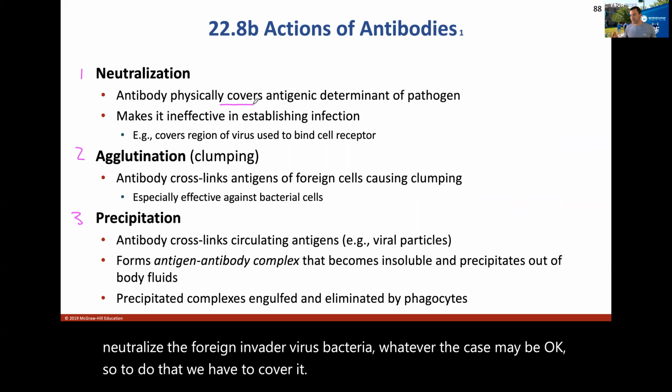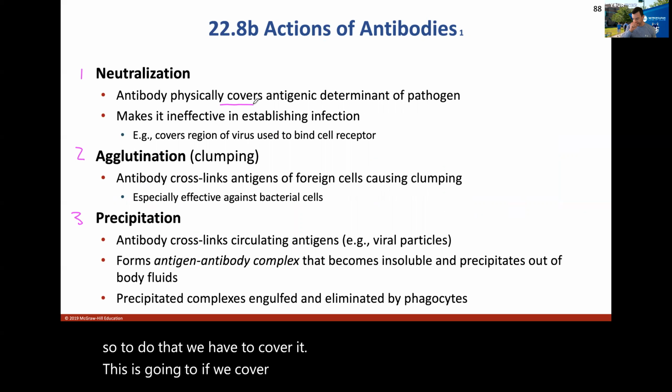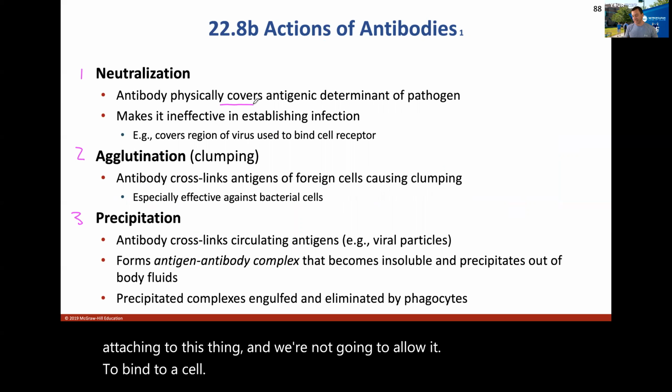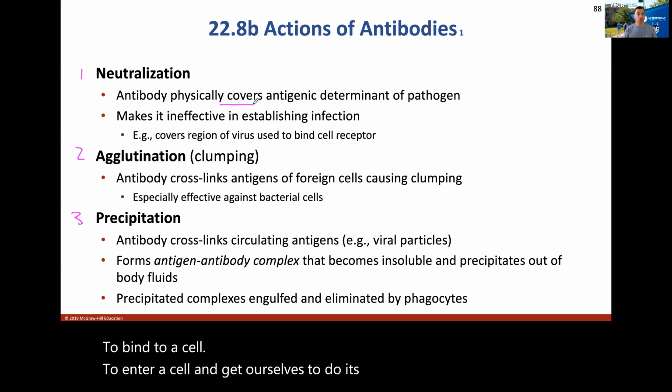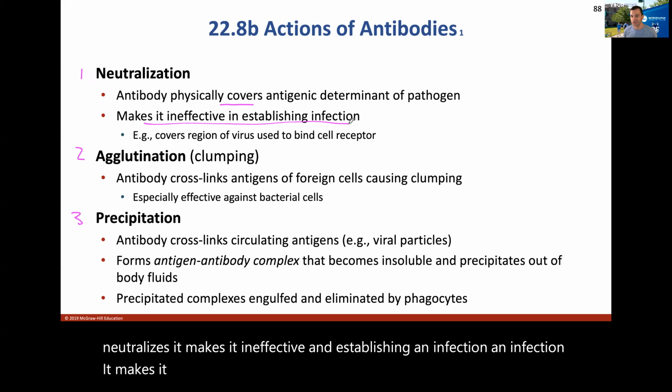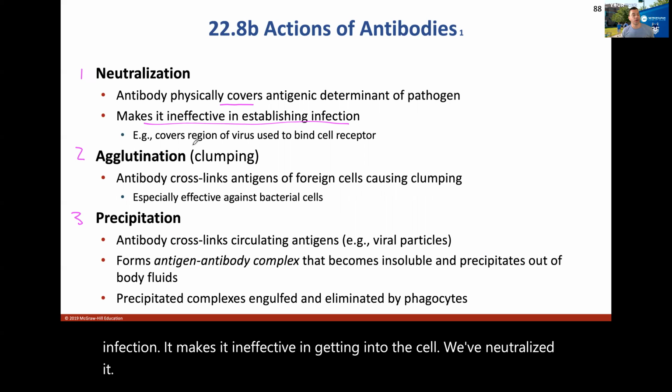Ultimately, if we cover this foreign invader, we're going to be attaching to this thing, and we are not going to allow it to bind to a cell, to enter a cell, and get our cells to do its bidding. So it neutralizes it and makes it ineffective in establishing an infection. It makes it ineffective in getting into the cell. We've neutralized it. Then we do this thing called agglutination, clumping.